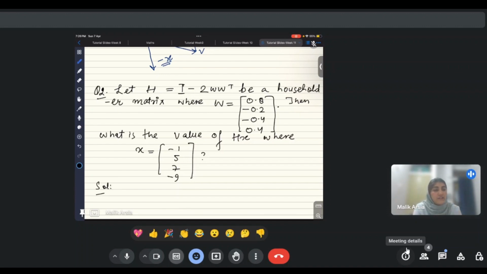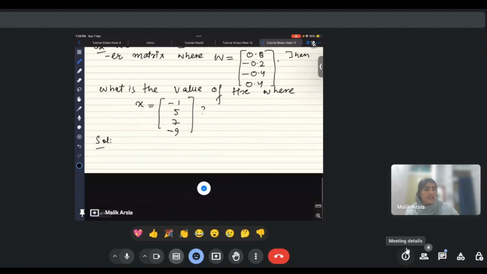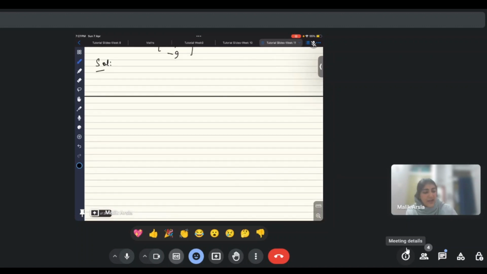So did you do it in a similar way? Calculated H, then multiplied with x? Yes, first W W transpose, then H, then Hx. See, that is one method, that you multiply W with W transpose, then form the H matrix, then multiply with x. But it is a bit lengthy, because W into W transpose will give you a 4 cross 4 matrix, right? After that multiplying with x, so it is computationally lengthy. I have done it in another method, but you can do it in the same way as you had done. I will show you a different method.